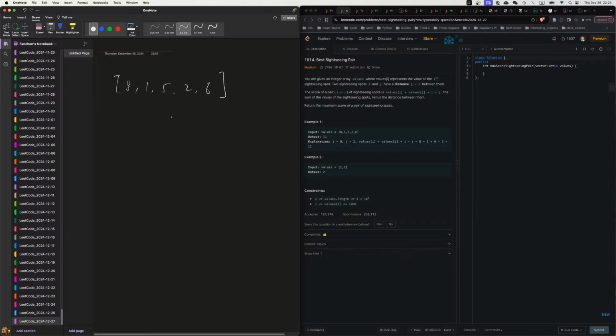8, 1, 5, 2, 6. So sum minus the distance. Sum minus the distance. Yeah, 8 and 5 seems to be pretty solid.